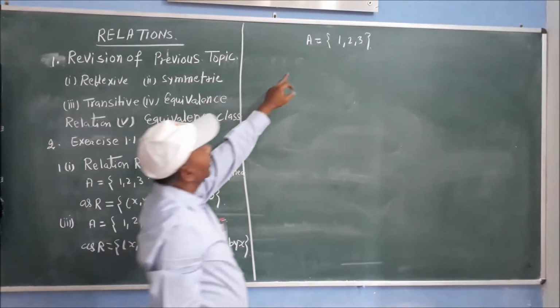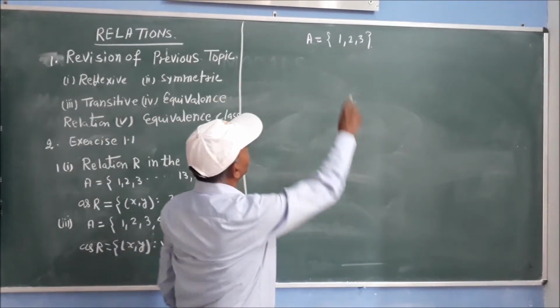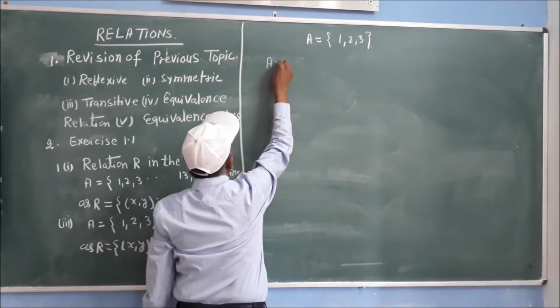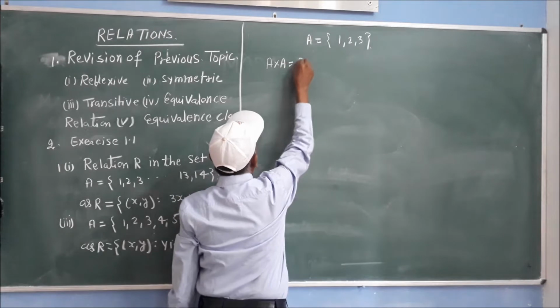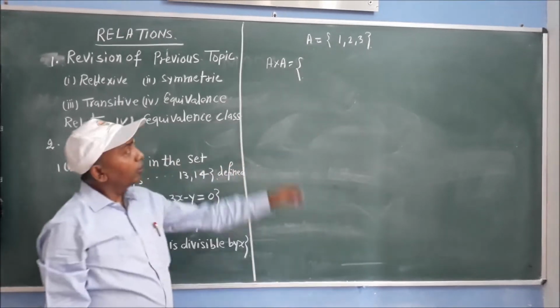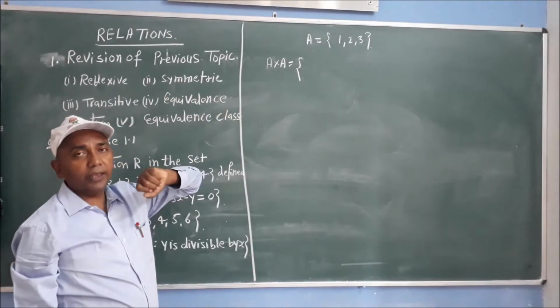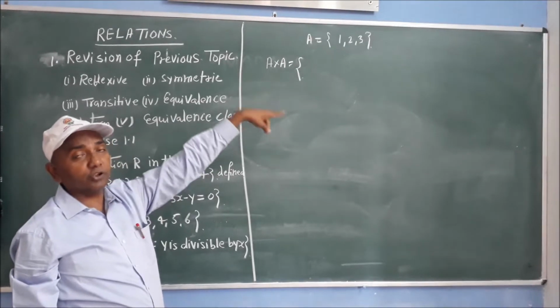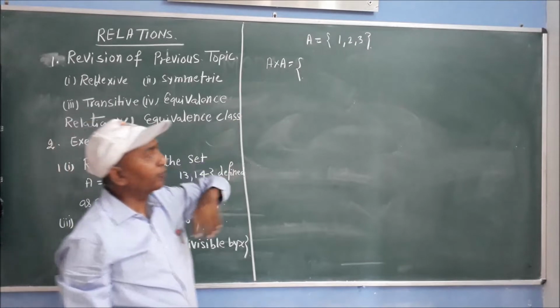See here. Here is a set A. Its elements are 1, 2, 3. So can you find A cross A? What is the meaning of A cross A? A cross A means each element of A is associated with every element of A.